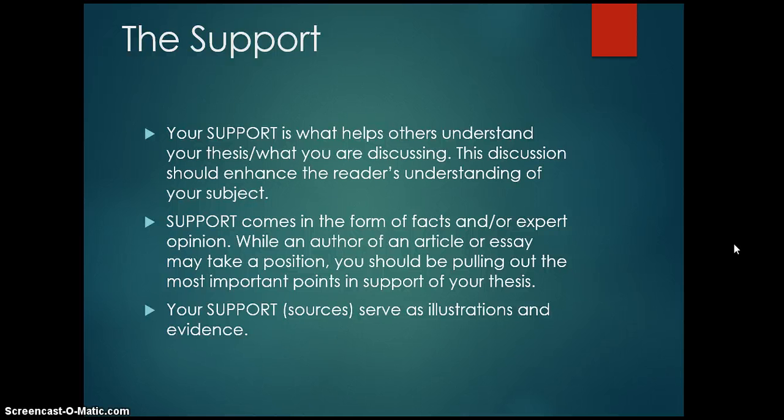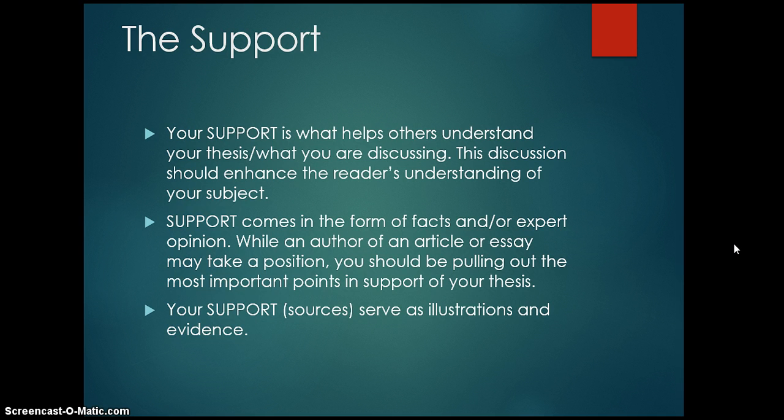And while an author of an article or essay may take a position, just remember that you want to be very careful pulling out the most important points to support your thesis and try to avoid arguing or persuading. Your support or your sources serve as illustrations and evidence. You're trying to help the reader understand something better.